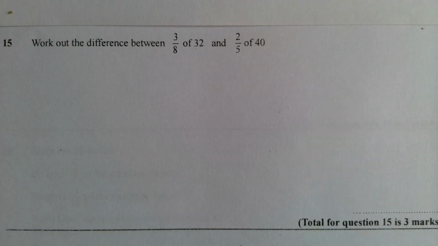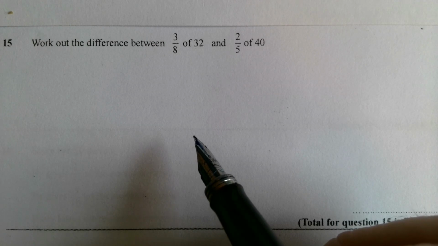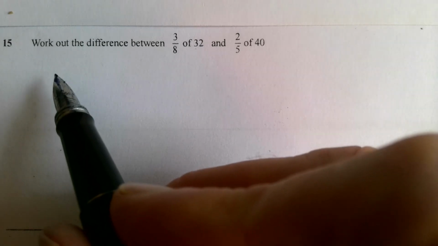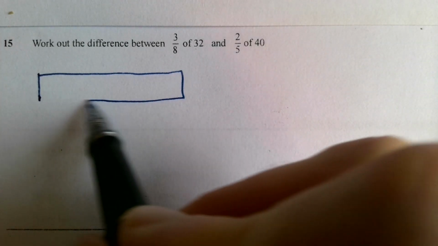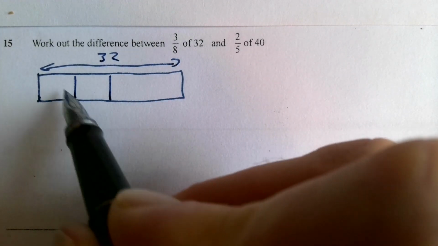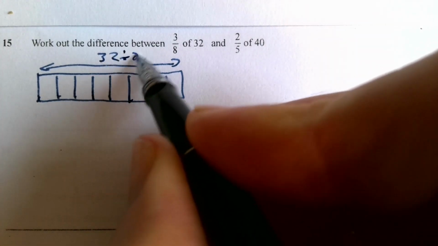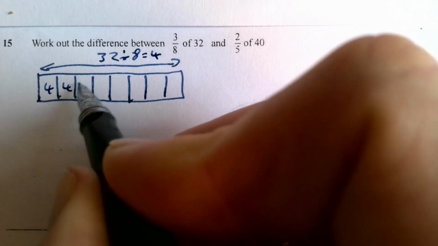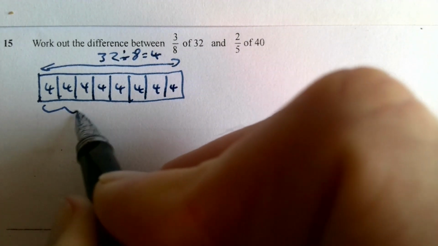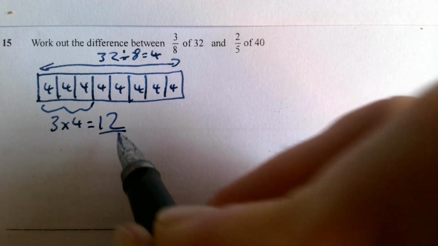Question 15 is asking, work out the difference between 3/8 of 32 and 2/5 of 40. So pause the video and see if you can have a go at working out these 2 things. So 3/8 of 32. We're going to have 32. That's got to be divided into 8. We can do that by halving and halving again. So 32 divided by 8 is 4, so we're going to need 8 4s if we cut 32 into 8ths, and we want 3 of them, so that gives us 3 times 4, which is 12.